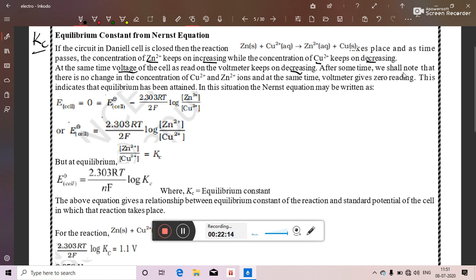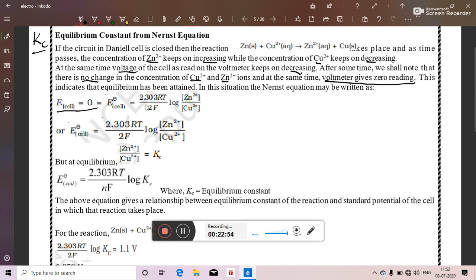After some time, we shall note that there is no change in the concentration of Cu2+ and Zn2+ ions, and at the same time the voltmeter gives 0 reading. This indicates that equilibrium has been attained. In this situation, the Nernst equation may be written as: the LHS, that is E cell, the potential of the non-standard cell, will become 0 when the concentrations of the two half cells become equal. So E cell can become 0, but E naught cell can never be 0. If the two electrodes are made up of different material, then E naught cell can never be 0.